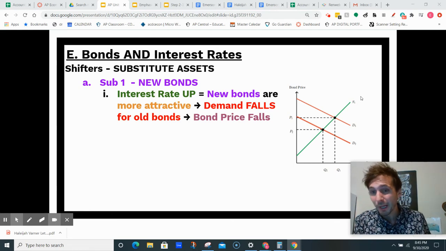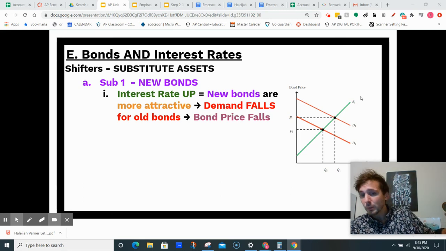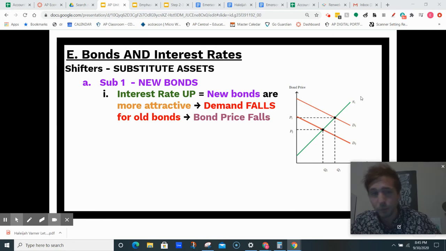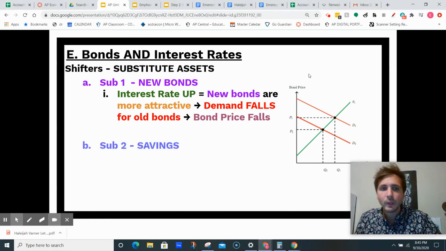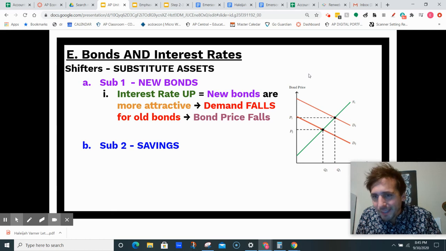Nobody wants the old bonds, super unattractive. I want the new ones with the high interest rate. Demand falls for the old ones, bond price falls. Inverse relationship. Okay.